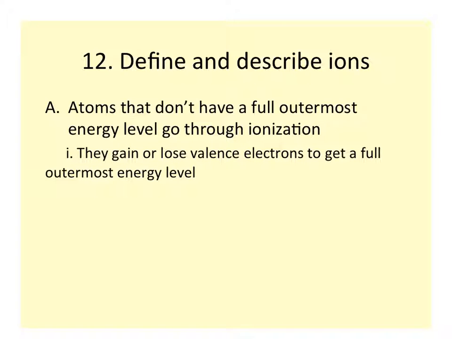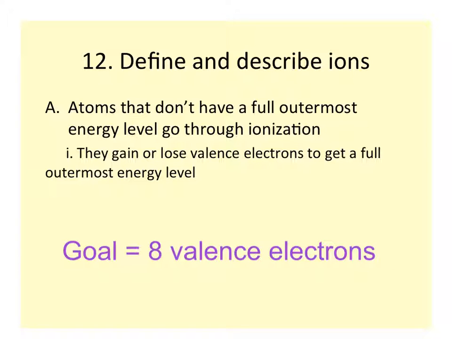Let's take a look and define and describe ions. Atoms that do not have a full outermost energy level go through ionization. They will gain or lose valence electrons to get a full outermost energy level. Now, if you remember, every atom has the goal of achieving 8 valence electrons in the outer shell.